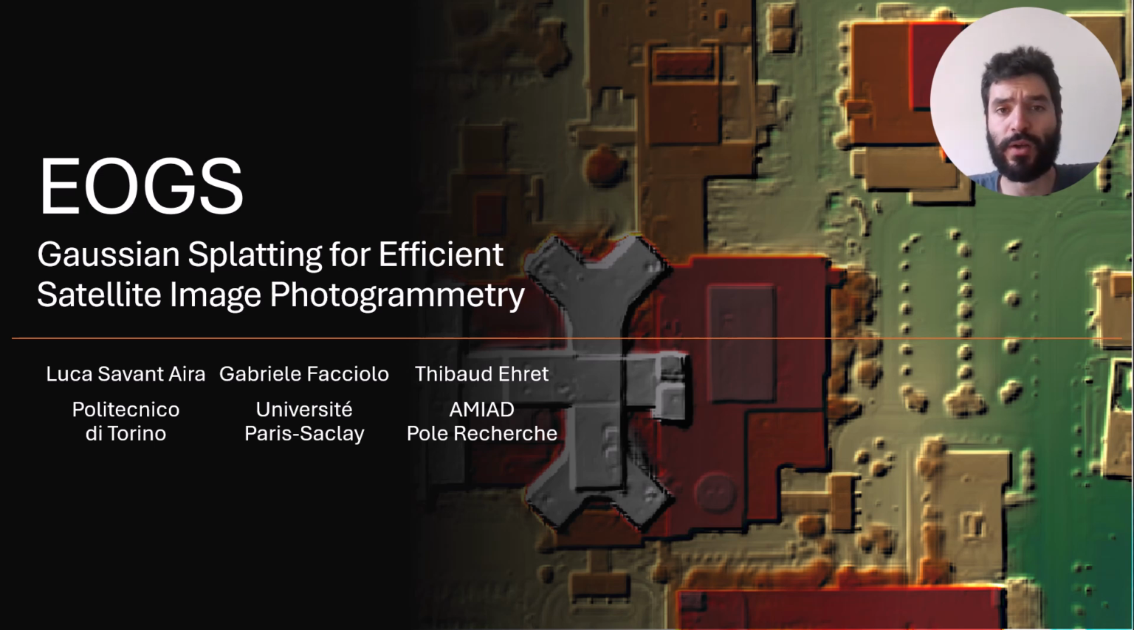What if we could reconstruct detailed terrain models in minutes instead of days? Well, EOGS, which stands for Earth Observation Gaussian Splatting, radically speeds up satellite photogrammetry in the opportunistic image setting.